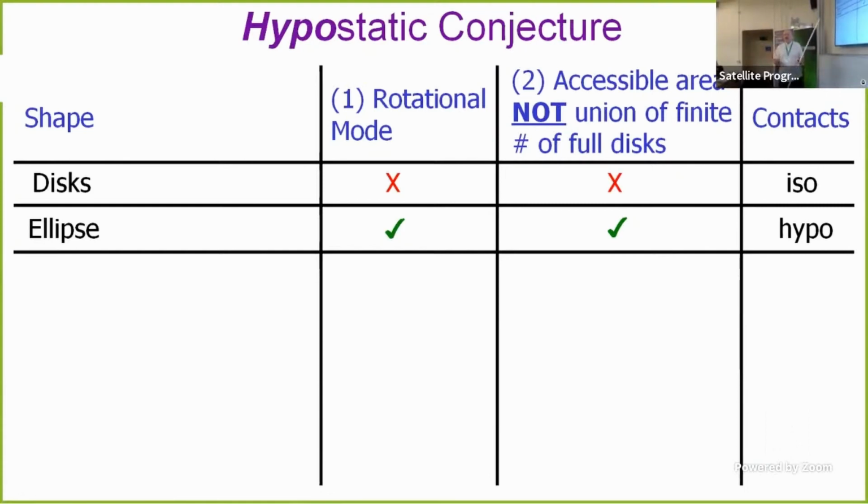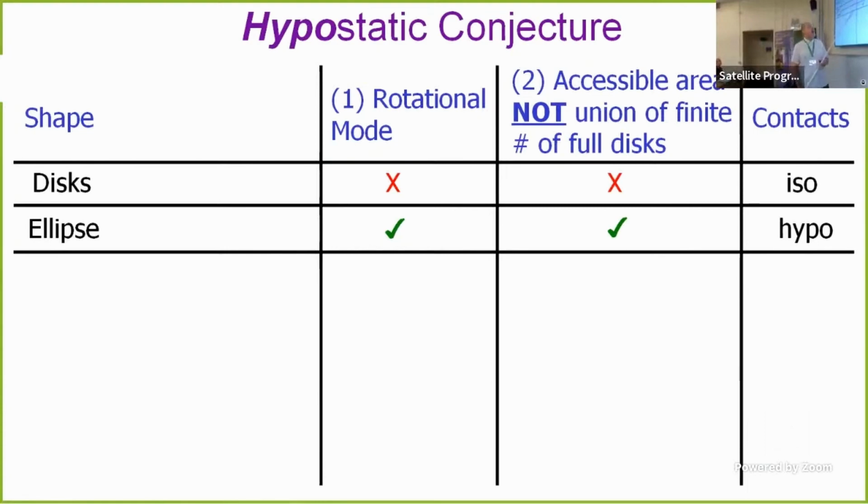And our conjecture is that you must have 2 things. And unfortunately, one of them is a negative of the other, so there's no way to not have a negative in this thing, but you've got to remember that. If you want to be hypostatic, you have to have a rotational mode. That's one of the criteria. Discs don't have that, so they're isostatic. They're not hypostatic.